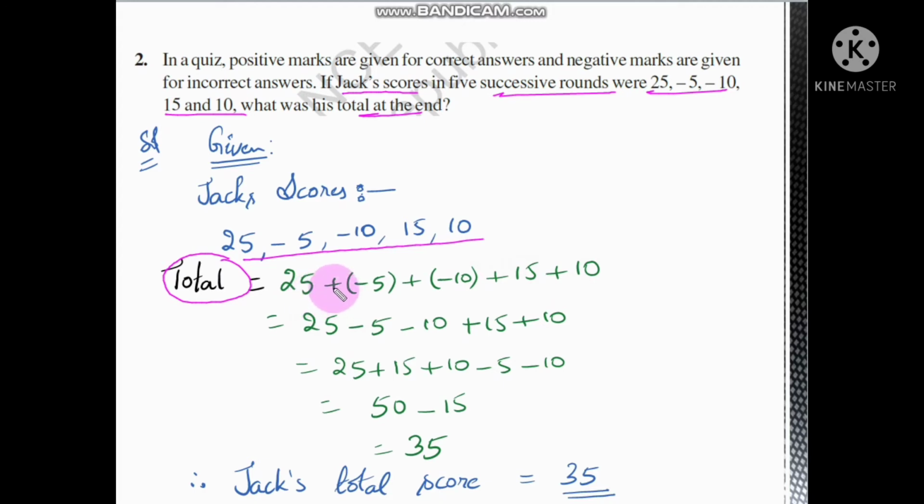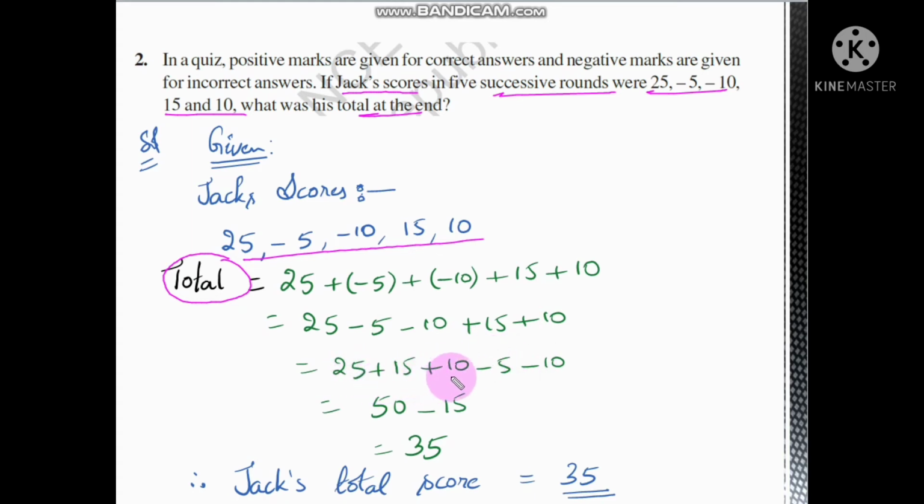So 25 plus into minus is minus, plus into minus is minus. So 25 minus 5 minus 10 plus 15 plus 10. Here what we have to do, let us arrange all the positives at one place and negatives at one place. So 25 plus 15 plus 10 minus 5 minus 10.